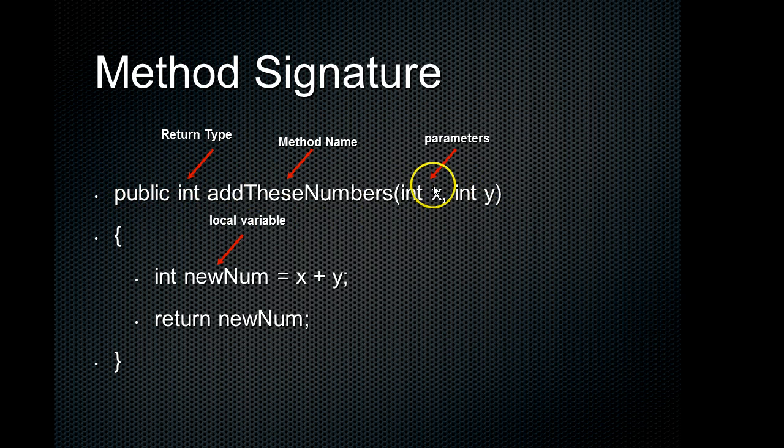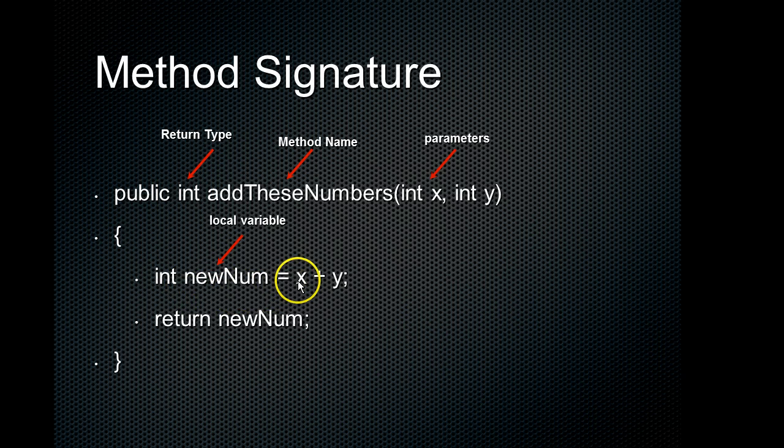Then we have to give the method boundaries. The open curly starts the method. The close curly is what finishes the method. So everything between the open and the closed curly is within the boundaries of the method. The method finishes when it hits the closed curly.